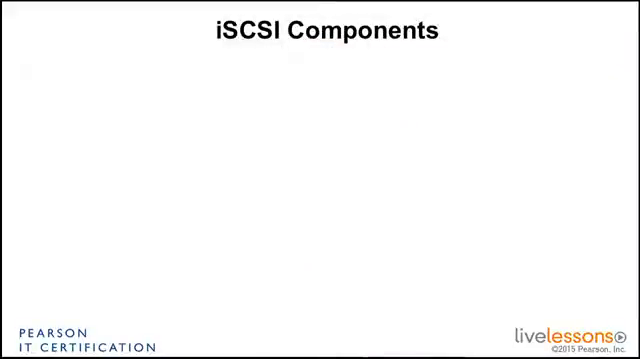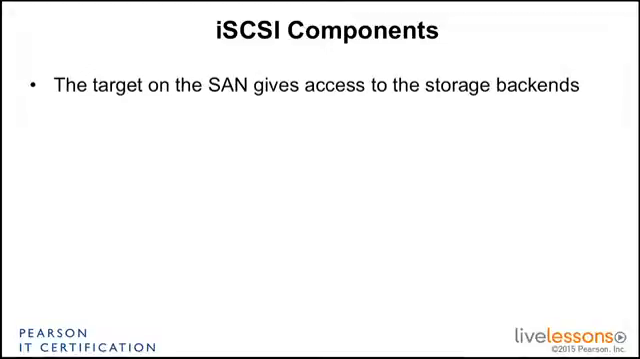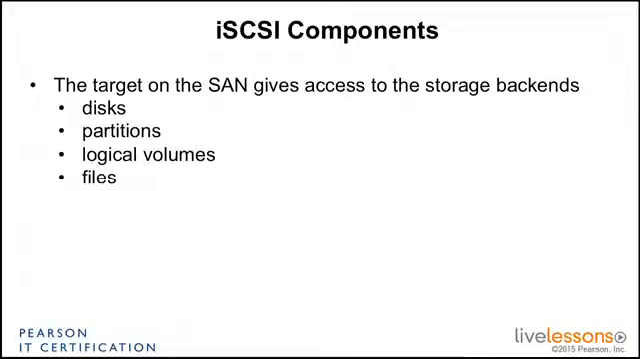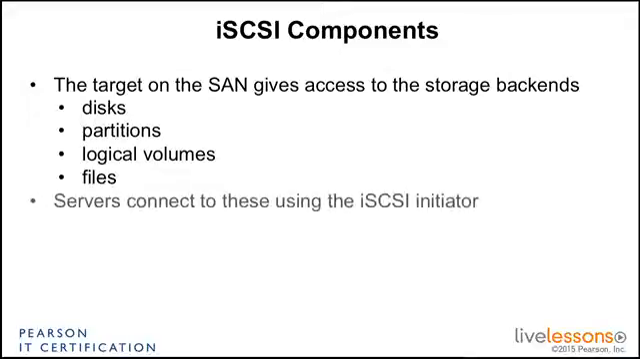So different components are involved. First, there's the target on the SAN that gives access to the storage backends. These storage backends are something that you need to set up yourself as well, as we will see in the demo that will follow this presentation. The backend can be a complete disk. It can be a dedicated partition. It can be a logical volume. It can even be a file, as long as it's a big empty file that you can export as a storage device. So in iSCSI we need servers to connect to these using the iSCSI initiator.